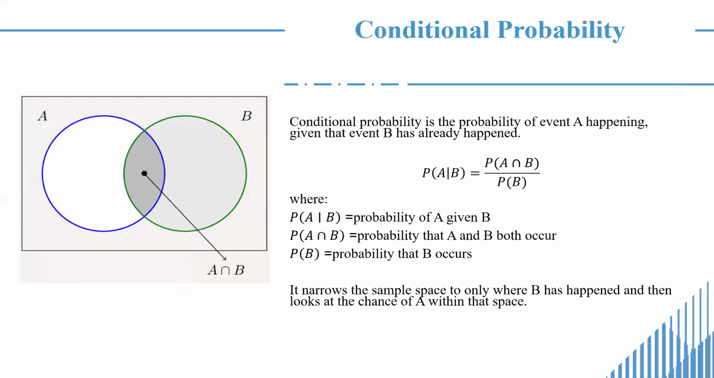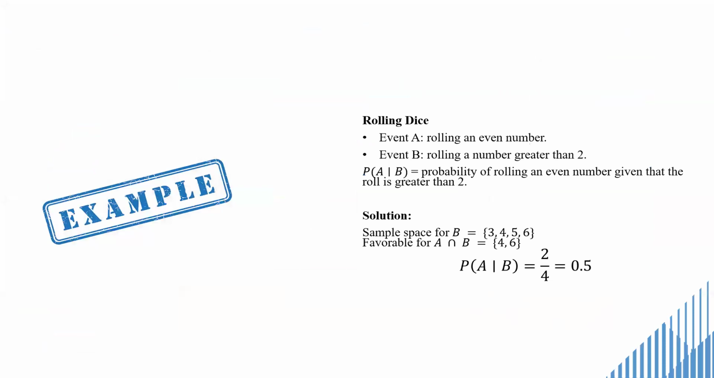Okay. So how is it, for example, rolling a dice? Probability of A is rolling an even number, probability of B is rolling a number greater than 2. So probability of A given B is the probability of rolling an even number given that the roll is greater than 2. For doing conditional probability, I should have already done this one. It should be greater than 2, so that I should find an even number.